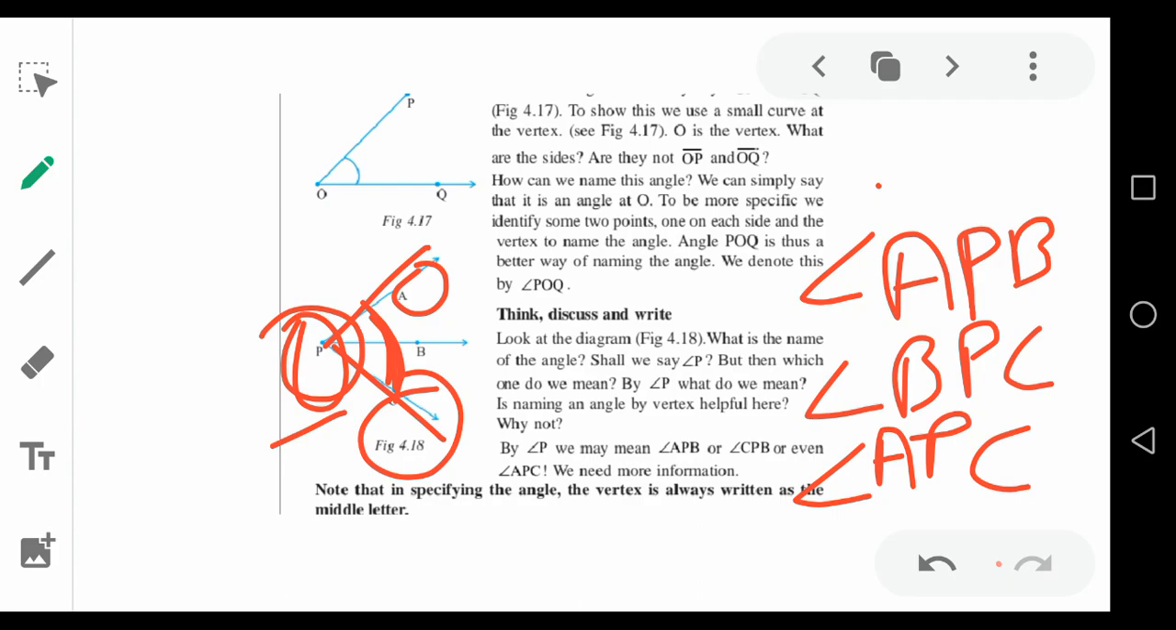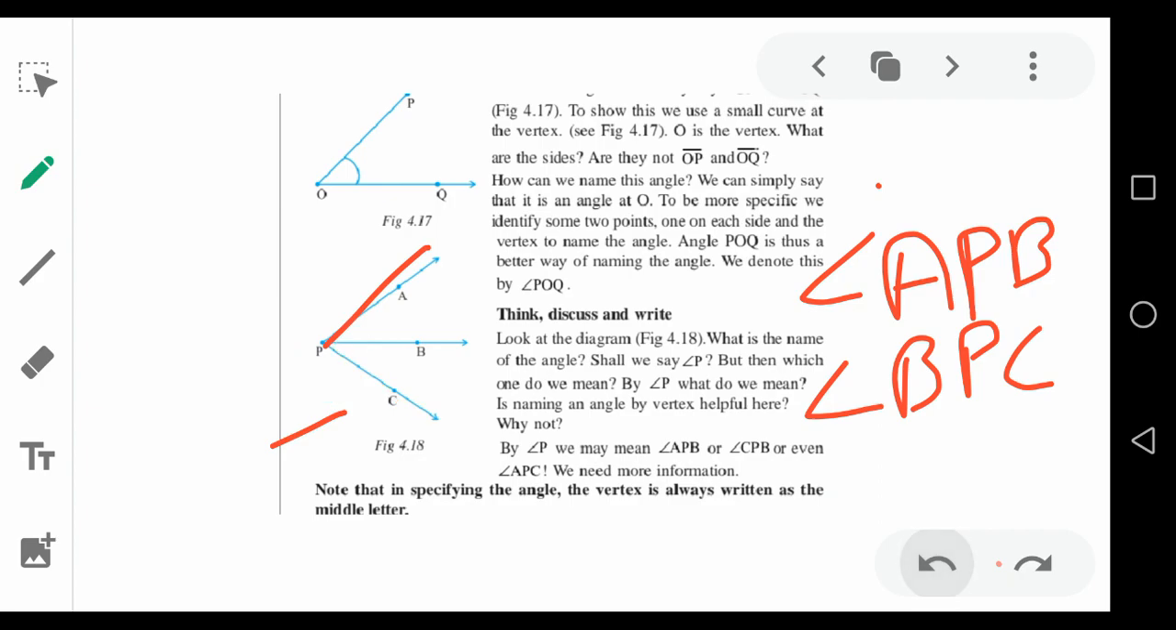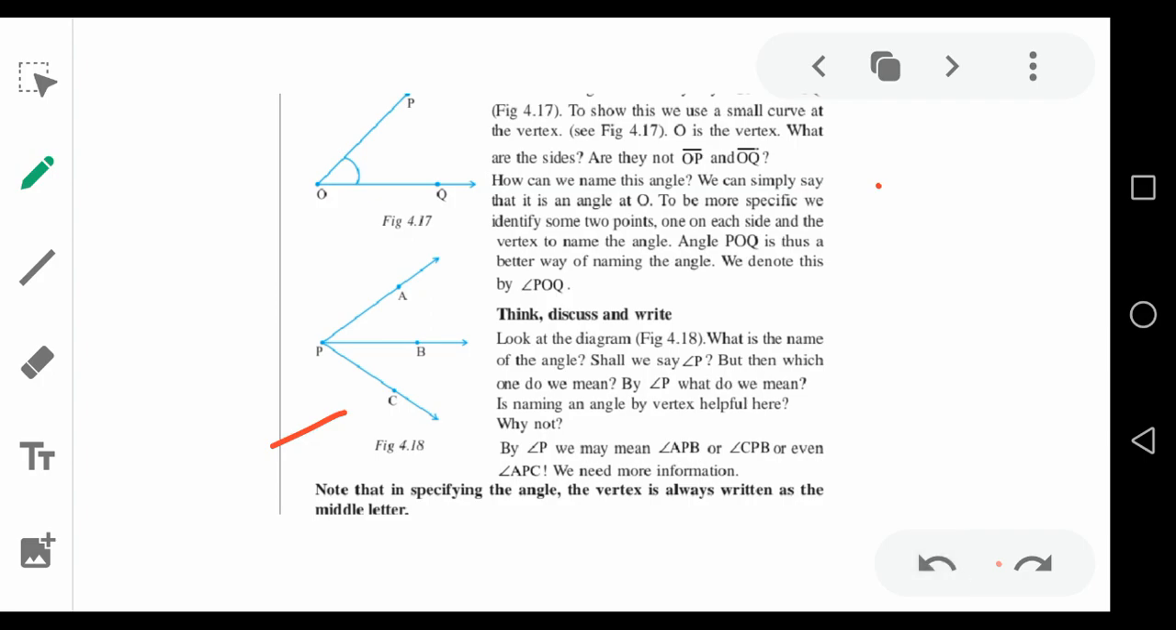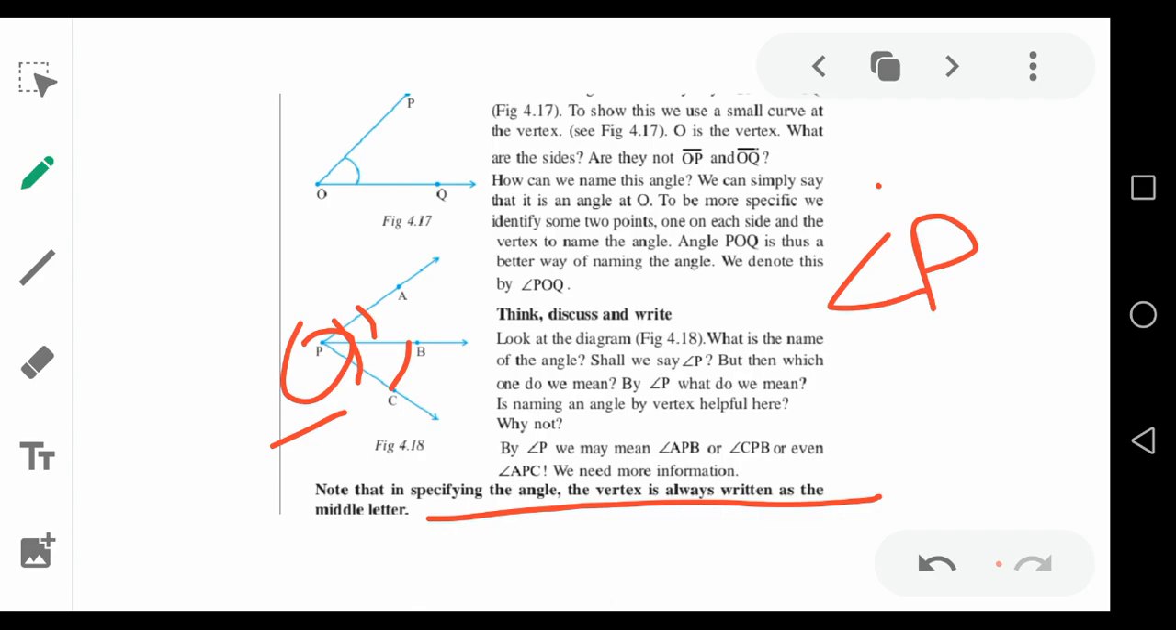Understood how to write? So this is how we have to specify an angle, because if you are writing only angle P, not writing the other letters, how will it be? So I'm just writing angle P. So which angles are there? Either this angle or this angle or this angle. We don't know which angle we are specifying. That's why we are saying angle APB, APC, like that. Okay. Now one more very important thing you have to do in specifying the angle: the vertex is always written as the middle letter. It should be in the middle. Okay, that vertex should be in the middle.